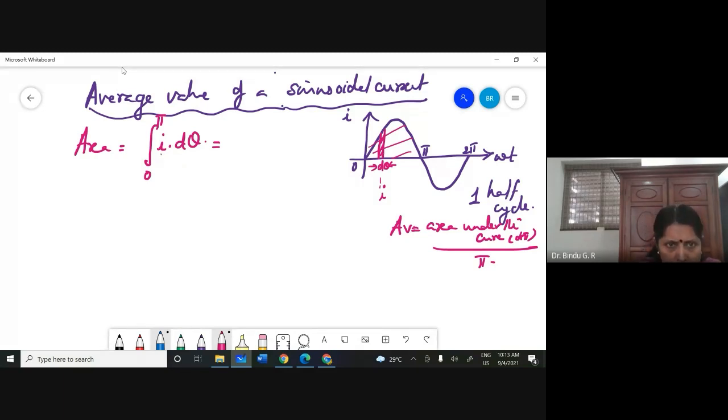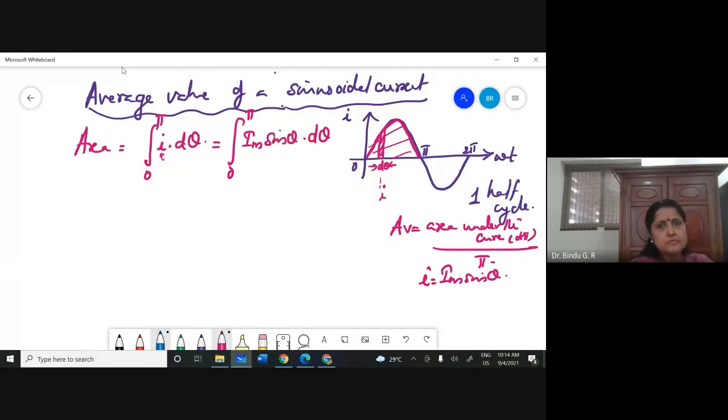Now, next, my idea is to replace this small i with the relevant equation. In my case, the relevant equation is for the sine wave. So small i is equal to Im sine theta, which I know. So the integral from 0 to pi, instead of small i, I will be writing Im sine theta d theta. You have to practice writing it like small s, sine theta d theta.